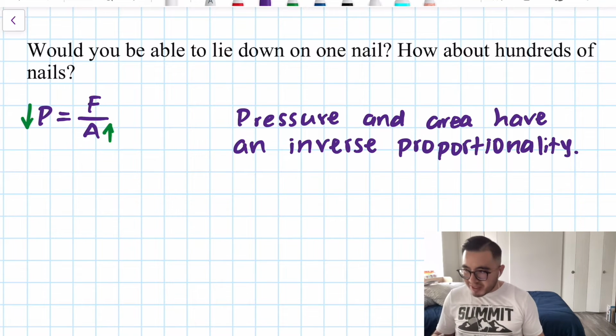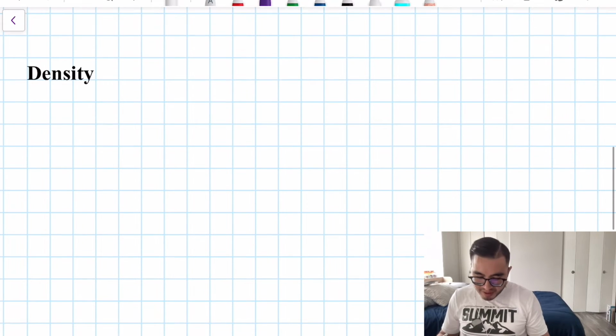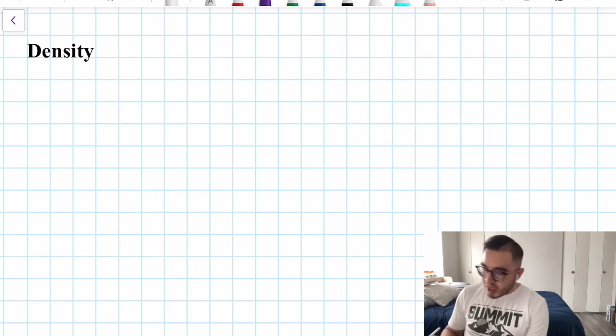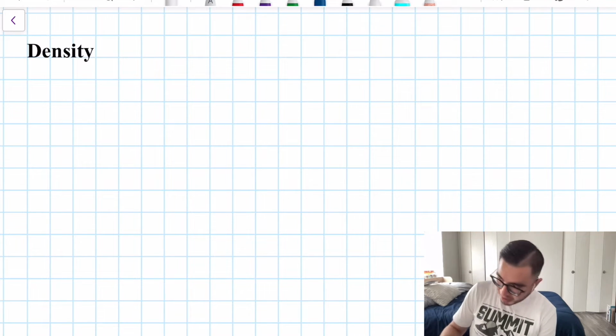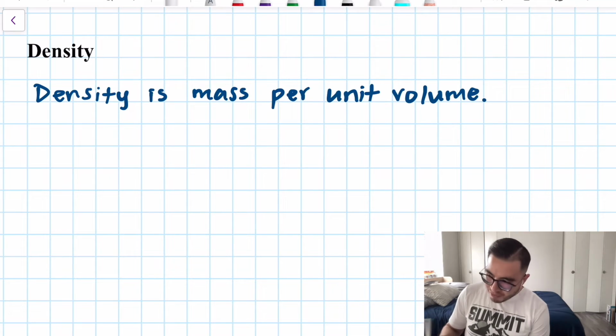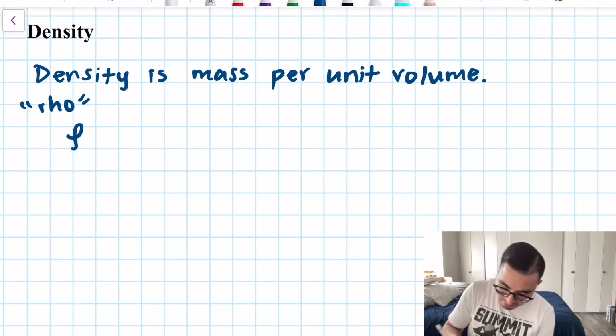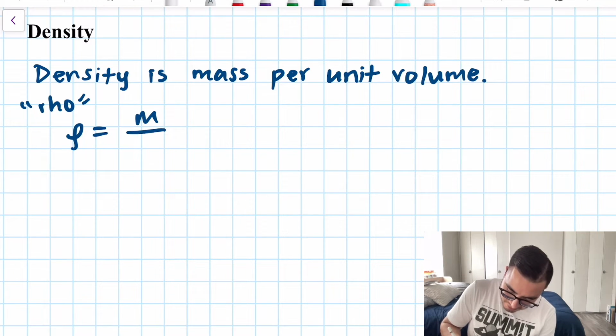Okay, now let's define density. Maybe you've heard the term density, specific density. This will tell us how things float, if they float. But for now, we can define density simply as mass per unit volume. And the formula is very, very simple. We're going to use the Greek letter rho. Google it so you see how it actually looks. And that's going to be mass divided by volume.